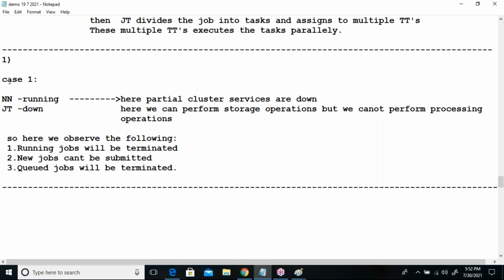Okay, fine. Now case 2. Observe this case 2. Name node is down, job tracker running. Now try to answer for this. Entire cluster will be down. Exactly. Name node down, job tracker running means entire cluster will be down.